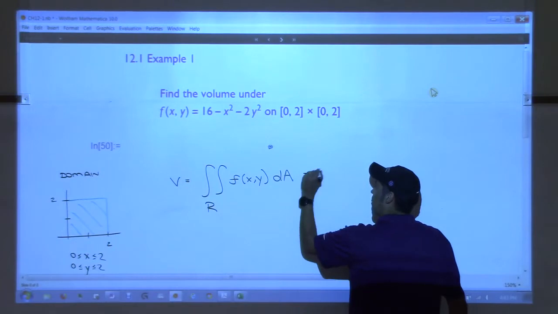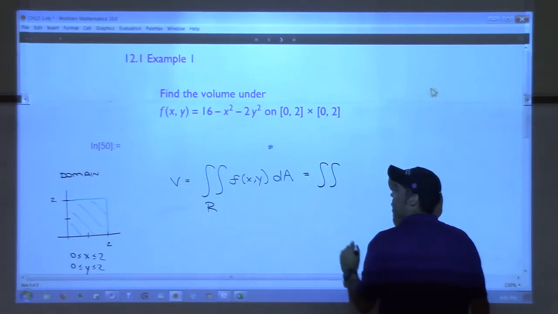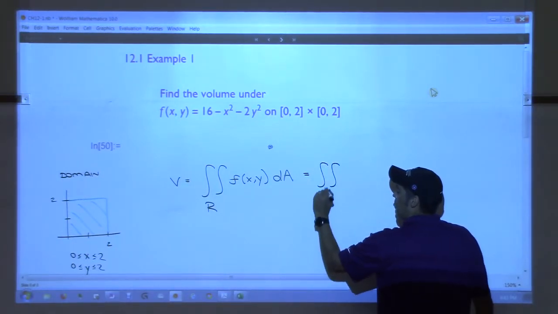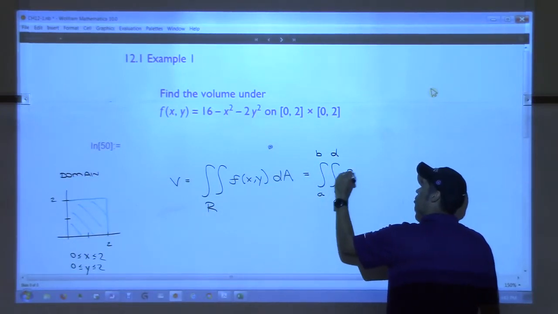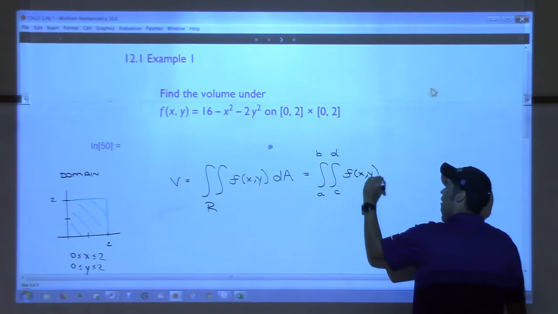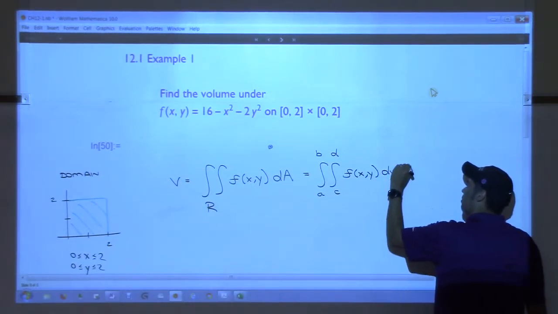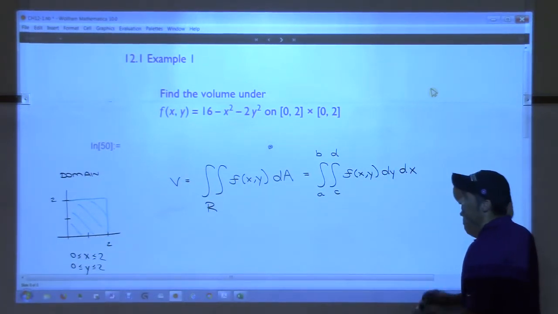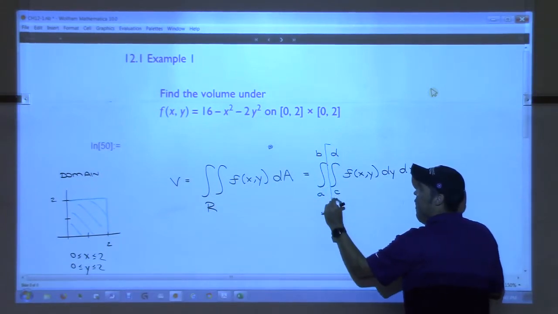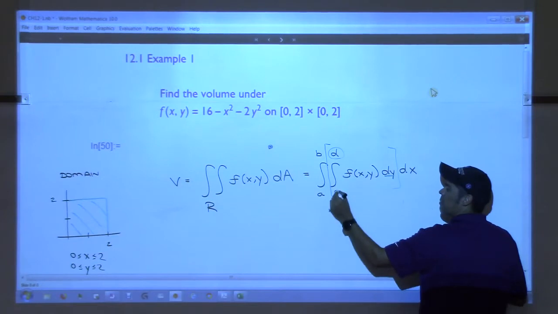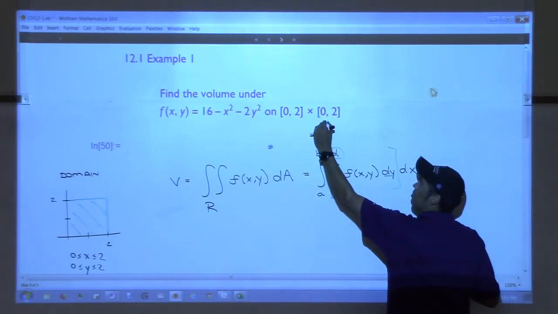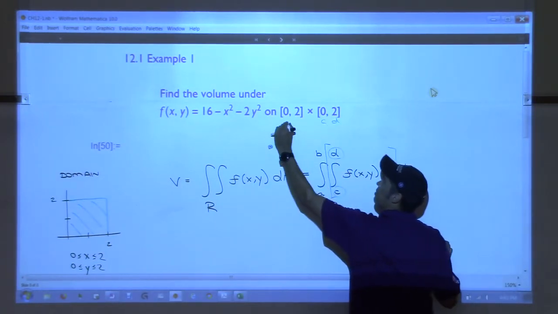Okay, so instead of saying with respect to x, I'm going to say with respect to area. Now specifically for this problem, I'm going to go A to B, then C to D, and then I'm going to do our function, and then I'm going to choose to do it with respect to y, then x. So again, pay attention to the fact that my inner integral has y, so my restrictions here have to be my y restrictions, C and D. This is A and B.